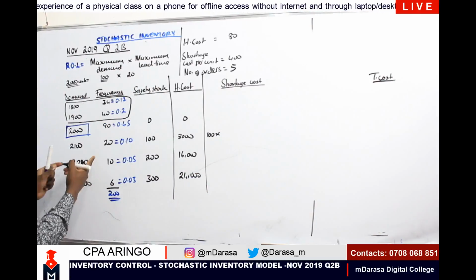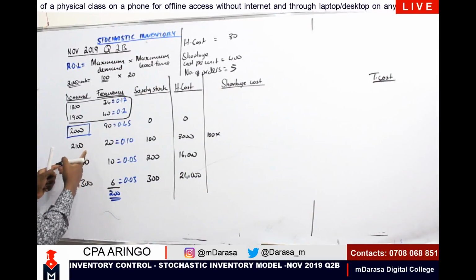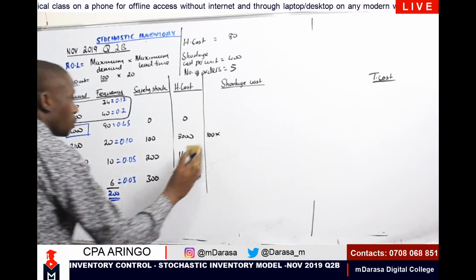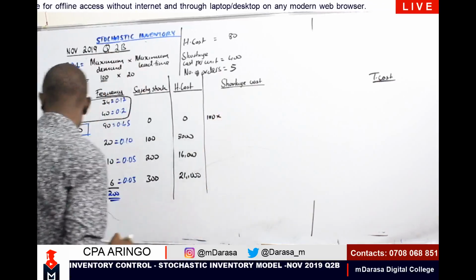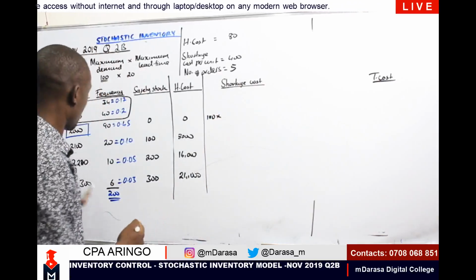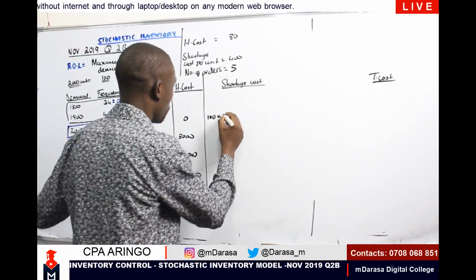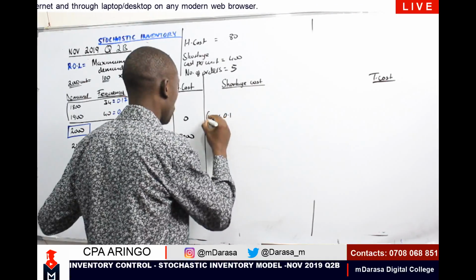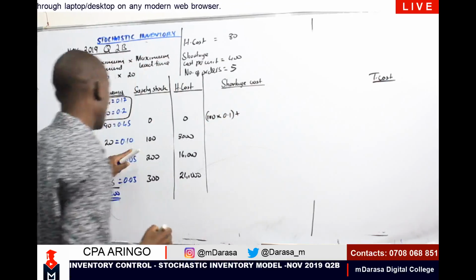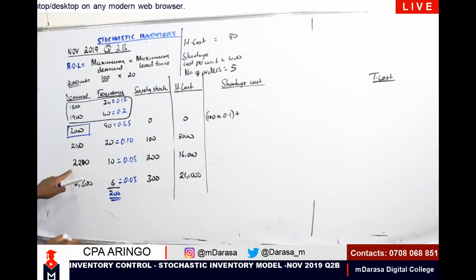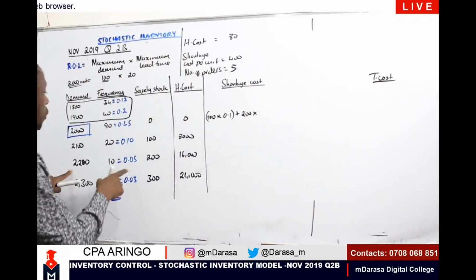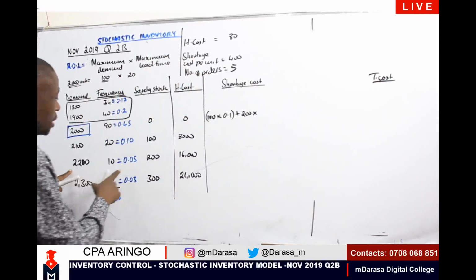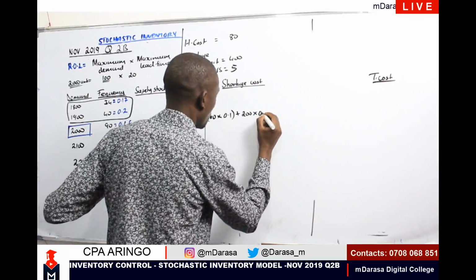And what was the probability of us having this demand level? We are looking at 2,000 here. I'm having 0.1. We add. If my demand level is 2,200, what will be our shortage? Our shortage, of course, will be 200. And what was the probability of us having 2,200? We did have 0.05.